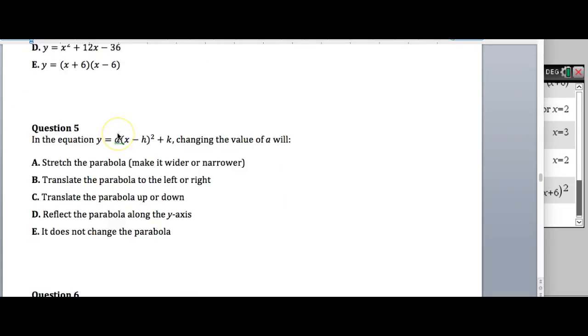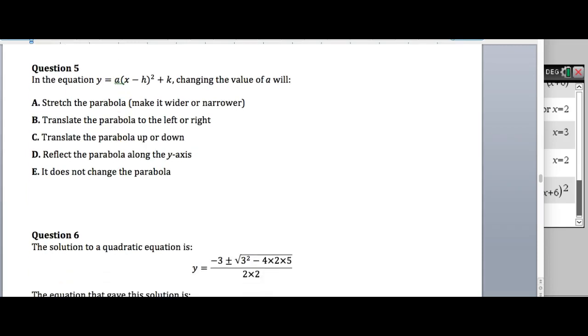Okay, moving along, question 5. In the equation y equals a times (x minus h) squared plus k, changing the value of a will... Okay, so before I get to a, let's talk about h. h moves it left or right, k up or down. a is your dilation factor. It makes it either wider or narrower. It also reflects it along the x-axis if it's negative. But basically a stretches the parabola, makes it wider or narrower.